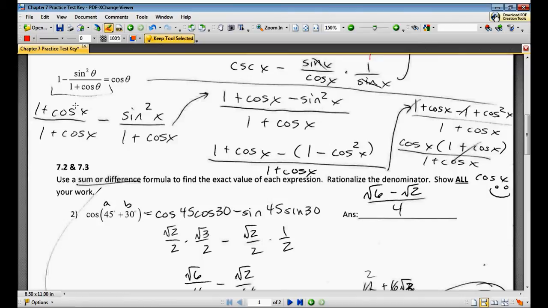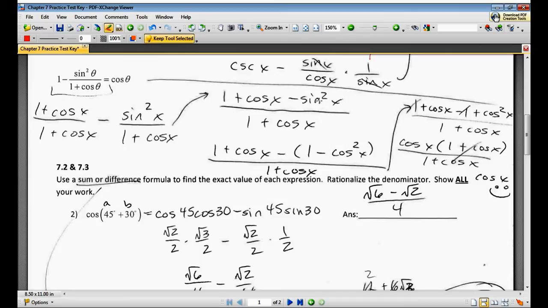So I have 1 plus cosine x over 1 plus cosine x. It doesn't matter that I change the variable. It's a variable. It can be whatever we want. But anything over itself is 1, so it makes sense that we've gotten that. So let's add everything together. So when we add or subtract fractions, the denominator stays the same, so it's still 1 plus cosine x. And now I have 1 plus cosine x minus sine squared x.